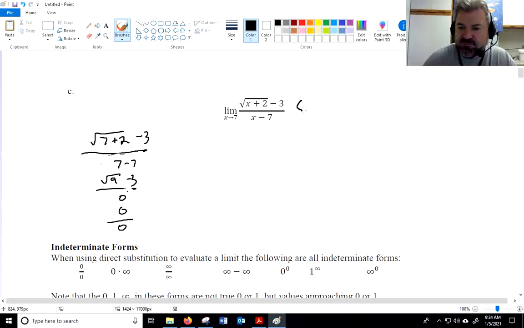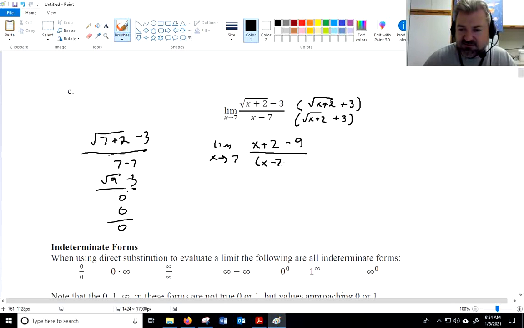But we can multiply the top and bottom by the conjugate. Plus 3. We get the square root of x plus 2 plus 3 on top and bottom. So x plus 2 times square root of x plus 2 is just x plus 2. The square roots will cancel out. And then this becomes 3 times the square root of x plus 2 minus 3 times the square root of x plus 2. That's going to cancel out. So we just have then a minus 9 over.